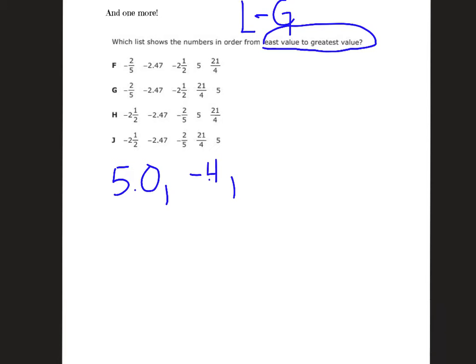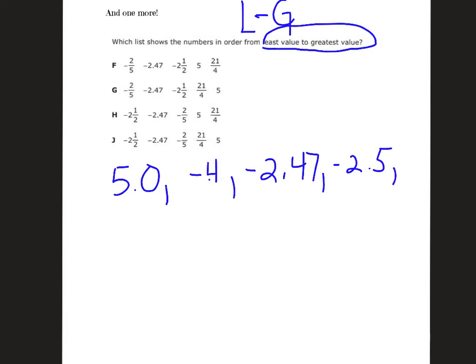And right now, these are not in order. I'm just working them, converting them. Negative 2 47/100, that is already in a decimal. Negative 2 and a half. Well, the half is a benchmark fraction as well. And so that's going to be 5/10. So it's going to be negative 2 5/10. And lastly is 21/4.